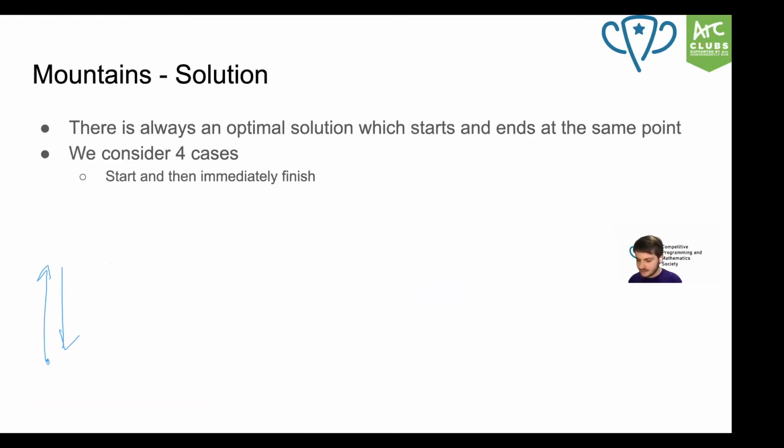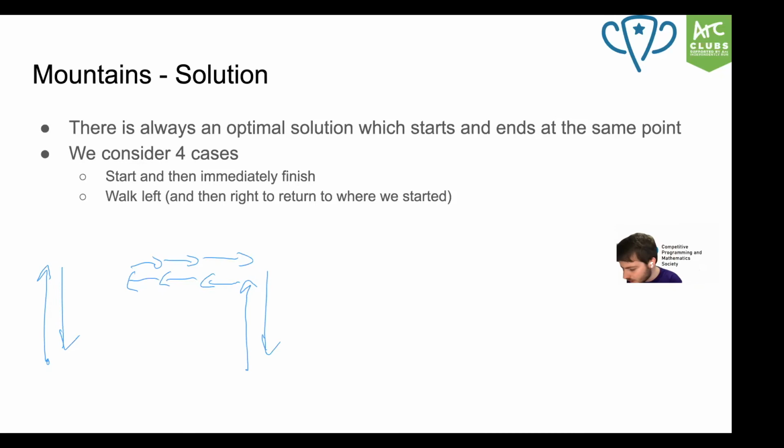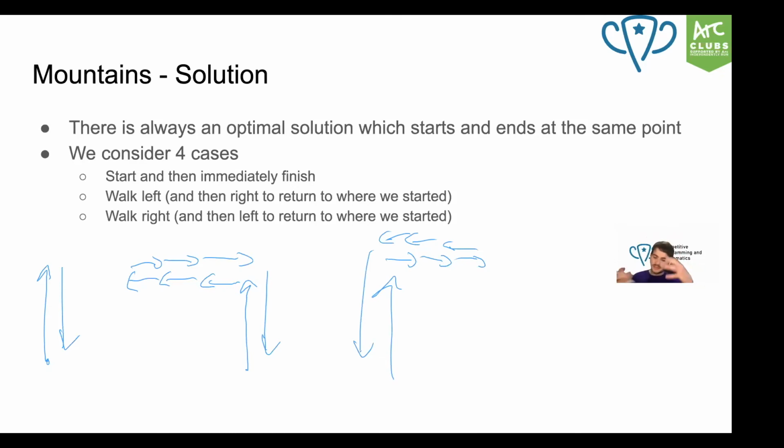The second case is we go up. We then go to the left some amount. So we go to the left, and then we retrace our steps and go back down again. The third possible case is the same thing, but we go right, like this. And the final case is we put those together. We go up, we go left, we come back, we go right, we come back, we go down.